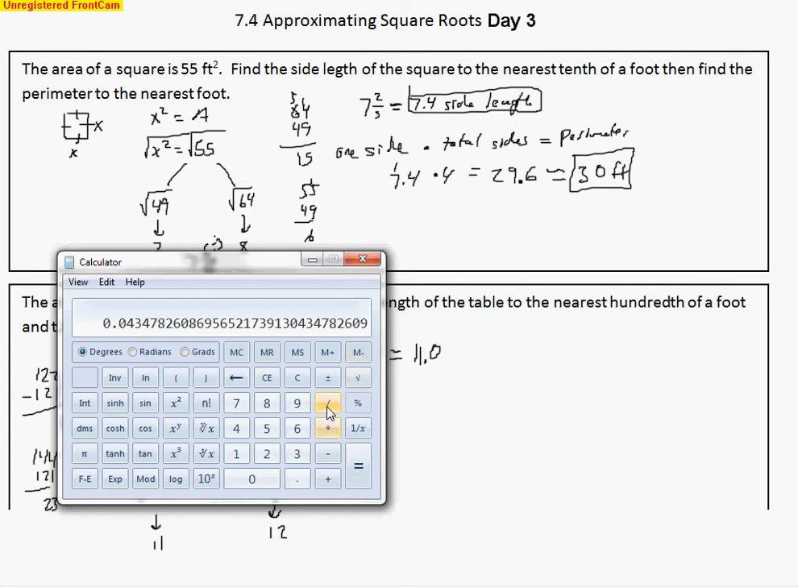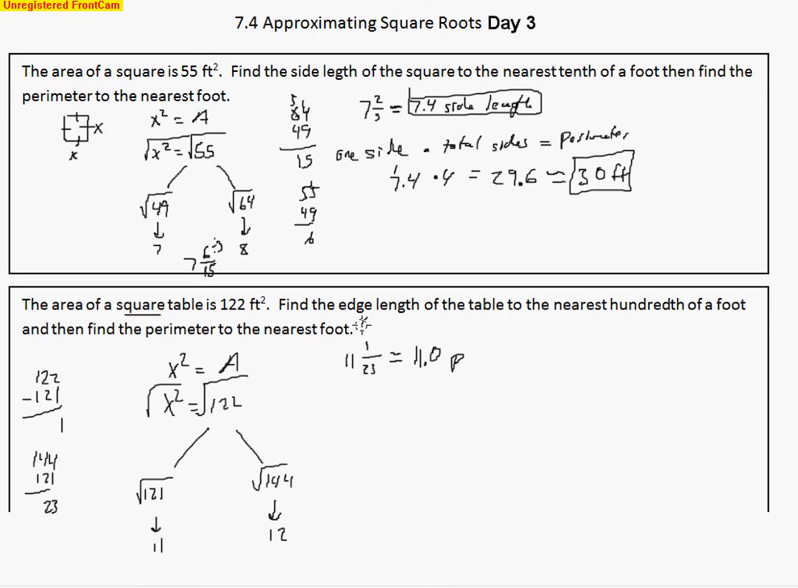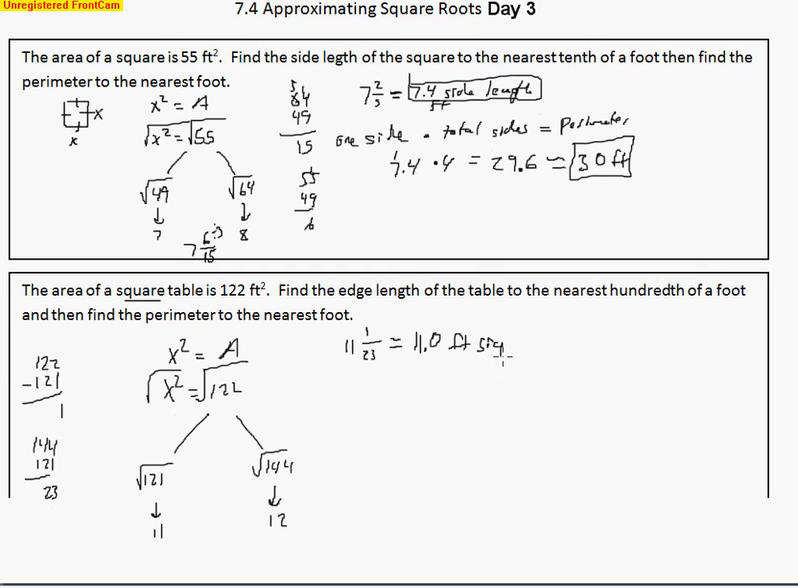So let's see what that number is if we plug it in: the square root of 122 is 11.04. See how close that is. So it's a really good approximation. This is the side length. Let's take a look at the perimeter now. The side length of the square ends up being 11.0 feet. We'll write in there side length, and I should have written feet on this one as well.